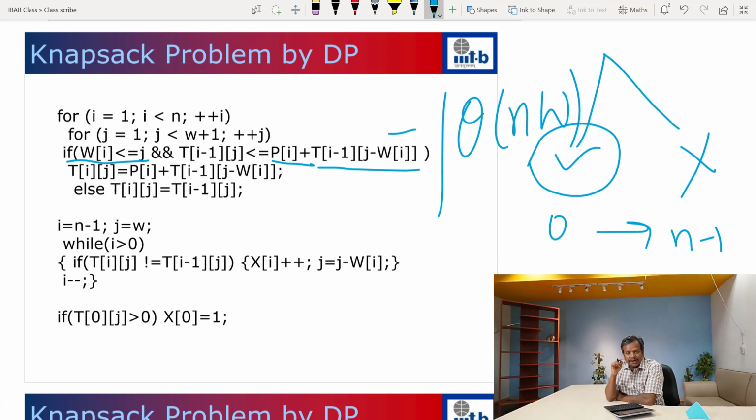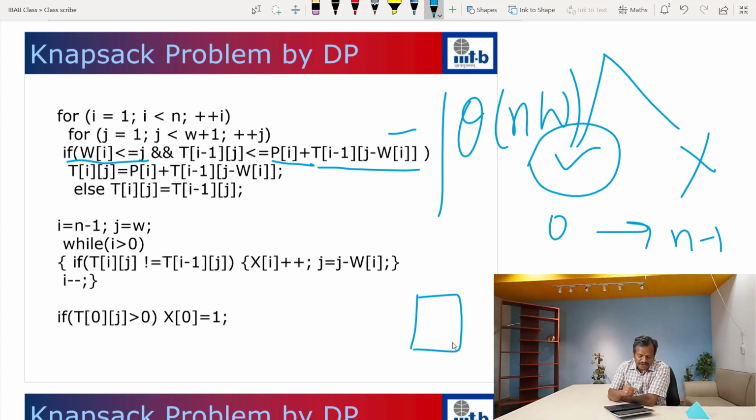So if you want to figure out what are all the items that you need to pick, what you do, as earlier, is that you start with the last column. So the last entry, so i is equal to n minus 1 and j is equal to w. This is the maximum profit that I can make if I am given i items and a knapsack of size w. So I ask the question whether this entry has come from the previous entry.